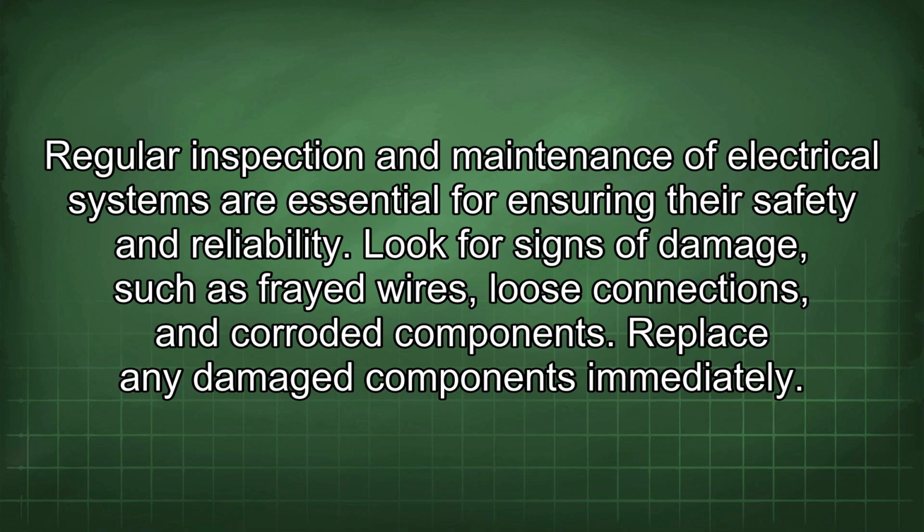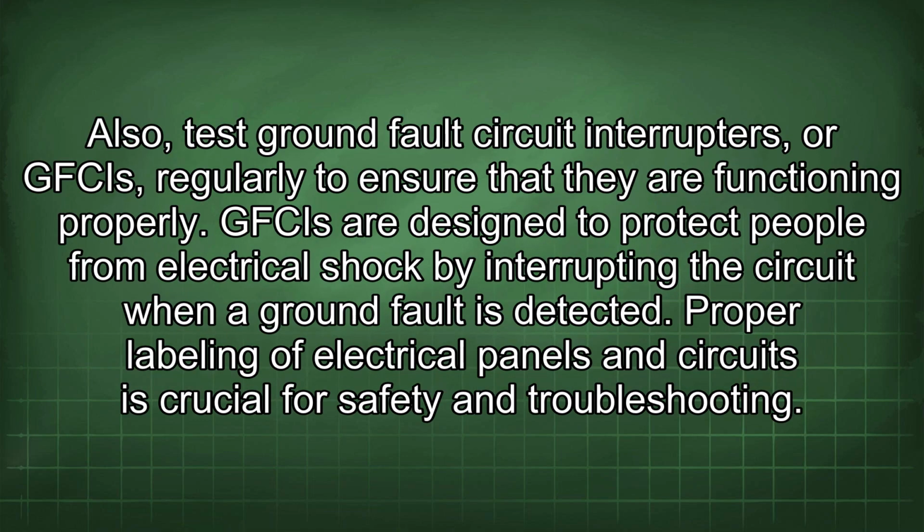Regular inspection and maintenance of electrical systems are essential for ensuring their safety and reliability. Look for signs of damage such as frayed wires, loose connections, and corroded components. Replace any damaged components immediately. Also, test ground fault circuit interrupters, or GFCIs, regularly to ensure that they are functioning properly. GFCIs are designed to protect people from electrical shock by interrupting the circuit when a ground fault is detected.